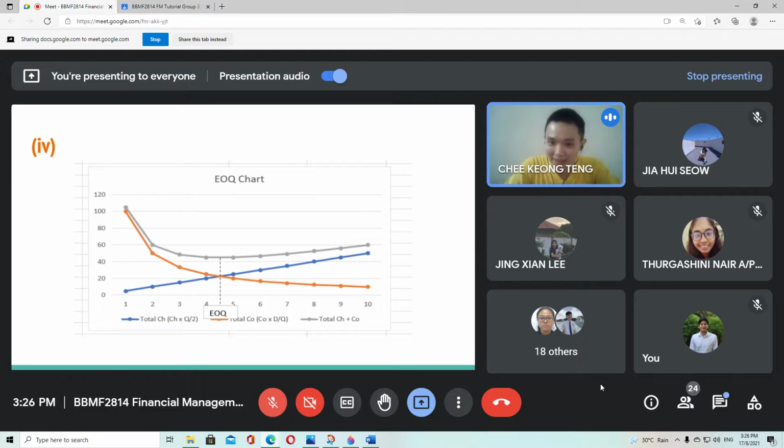Nabil explained that the interception is the EOQ, that one best 145. That one is correct, but you must also explain the 3 lines in the graph. Any idea? I wait for your answer. I give you 2 minutes before I explain. You can unmute yourself, or you can use the chat box if you want to try to answer this one.